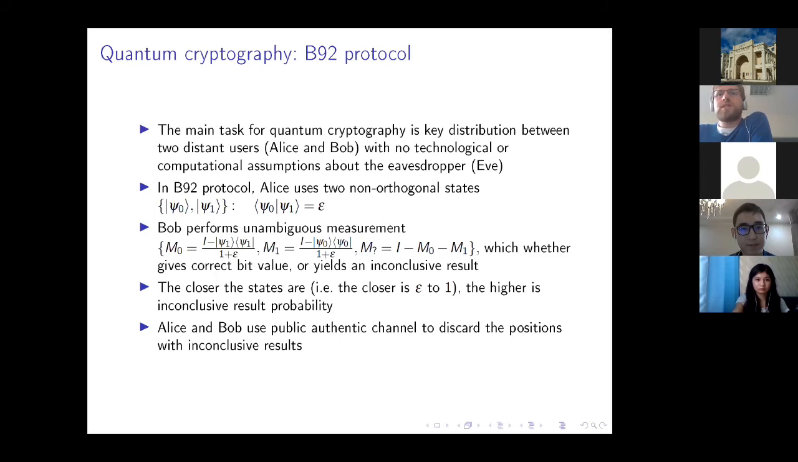The closer the states are, that means the higher their inner product, the higher the inconclusive result probability. They are really difficult to discriminate. Then Alice and Bob use a public authentic channel to discard the positions with inconclusive results, and then they perform the typical things for quantum cryptography, which are error correction and privacy amplification.